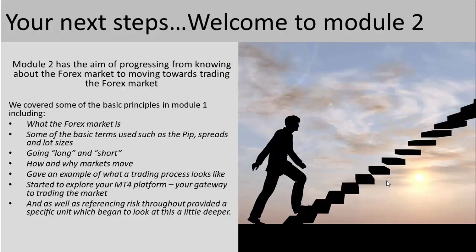We covered some of the basic principles in Module 1, including what the Forex market is, some of the basic terms we use in Forex such as pips and spreads and lot sizes, what's meant by going long and short, how and why markets move, and we gave an example of what a trading process looks like. We began to explore your MT platform, which is of course your gateway to trading the market. And importantly, we referenced risk throughout and provided a specific unit which began to look at this in a little more detail. We want this to be the cornerstone of everything you do in your trading.